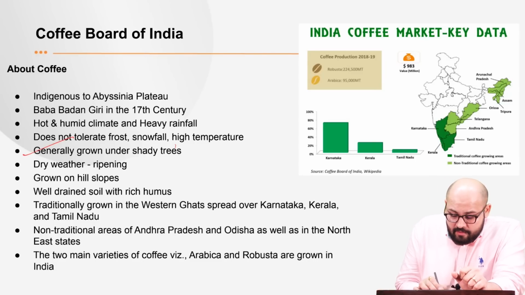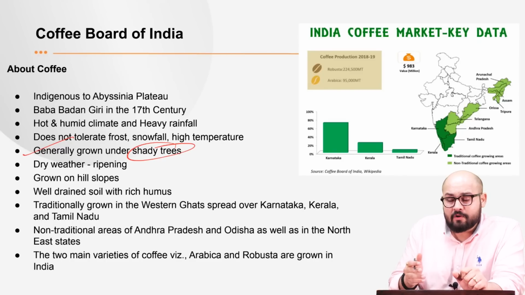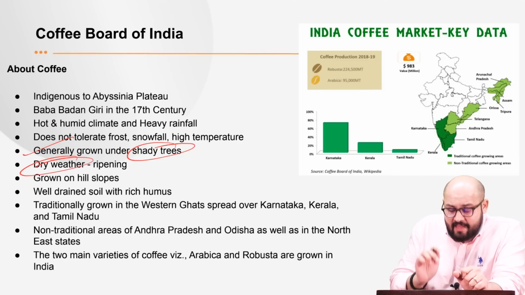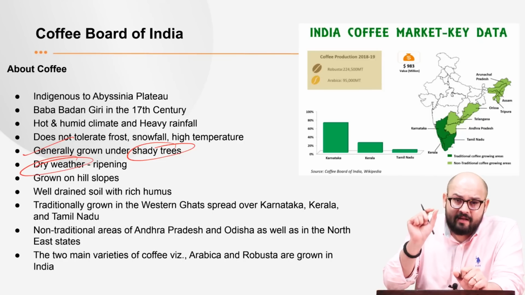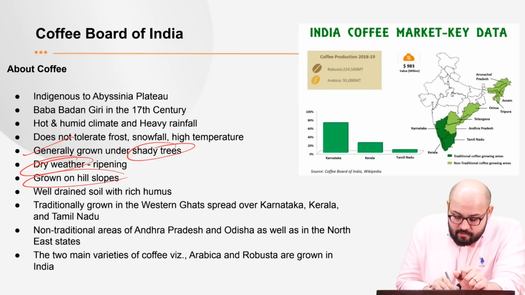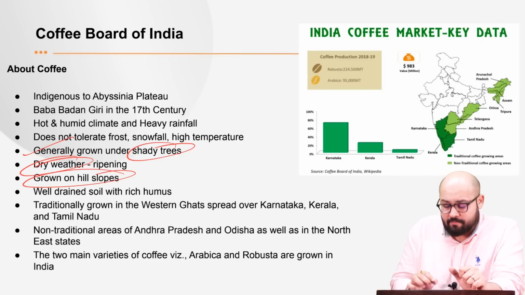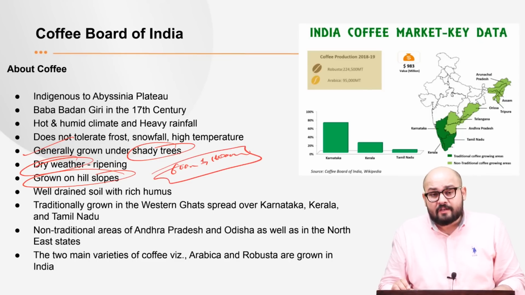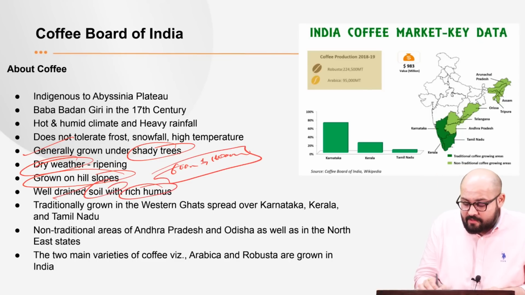Now it is generally grown under the shady trees. So what we can see is that it requires mild cold conditions. Then the dry weather is very good for the ripening of the berries. Next, it is grown on hill slopes. That is, the slope should be from 600 meters till 1600 meters, right? Next, it requires a well-drained soil with rich humus.